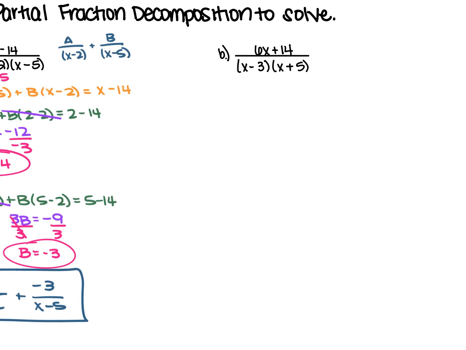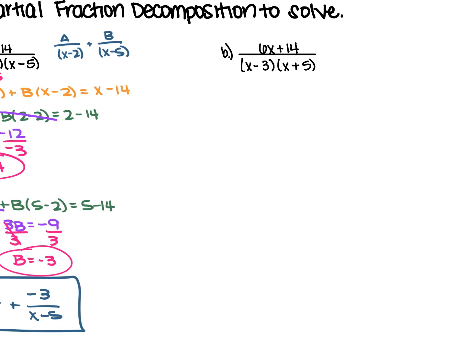For b, you have 6x plus 14 over x minus 3 times x plus 5. Again, our denominator in this one is factored for us, so that means that x is going to equal 3 and x is going to equal -5. That means we have two parts, so that's going to give us a over x minus 3 plus b over x plus 5. Multiply, set it equal to the numerator.